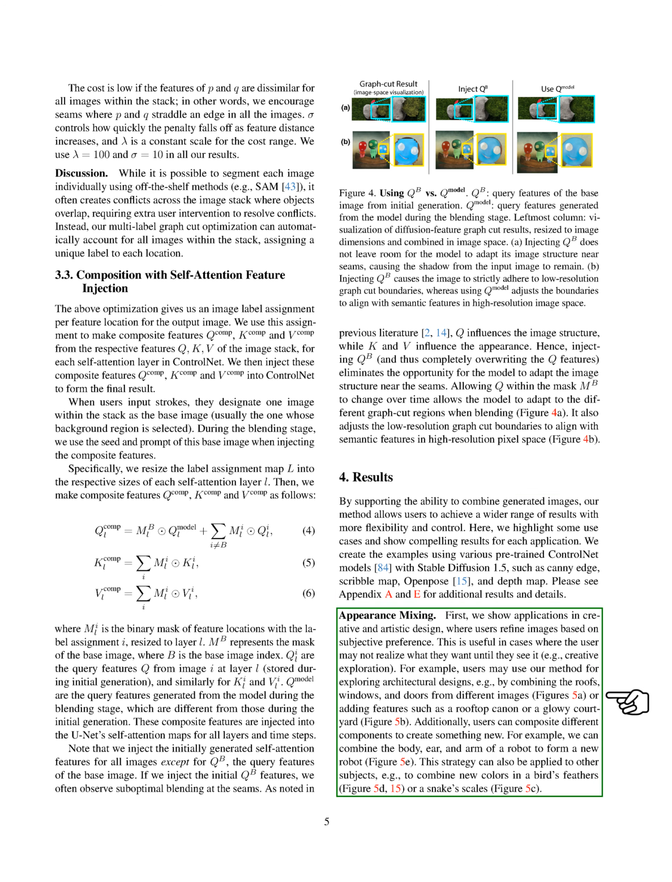In terms of appearance mixing, we demonstrate applications in creative design, where users refine images based on their preferences. This is particularly useful for users who may not know what they want until they see it. For instance, users can explore architectural designs by merging elements like roofs and windows from different images or adding unique features to create something new.